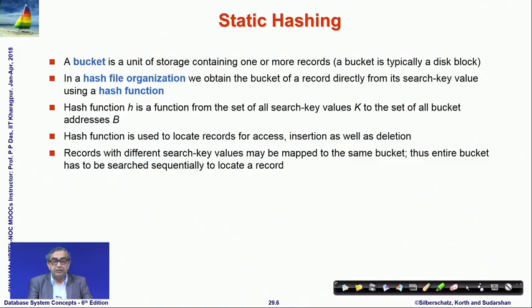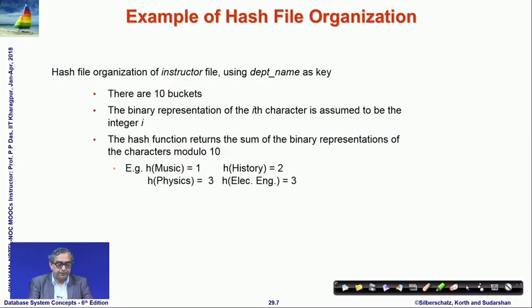Records with different search key values may be mapped to the same bucket. This is not what ideally we wanted, but it is possible. Thus, the entire bucket has to be searched sequentially once you reach there to locate a record. We can make use of other techniques there, we will come to that.